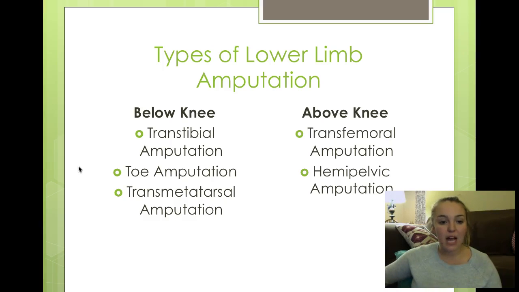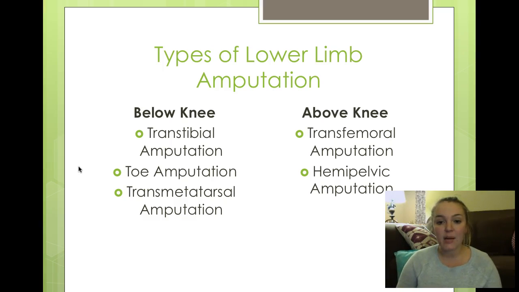The other ones that we have are toe amputation, which is generally caused by poor blood supply to the foot, which is also from the blockage, which is caused by PVD. And then you have transmetatarsal amputation, which is through the long bones of the foot. This amputation allows high level of functional mobility because the major muscle attachments are preserved.